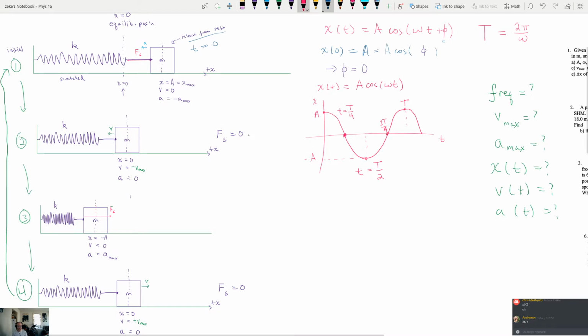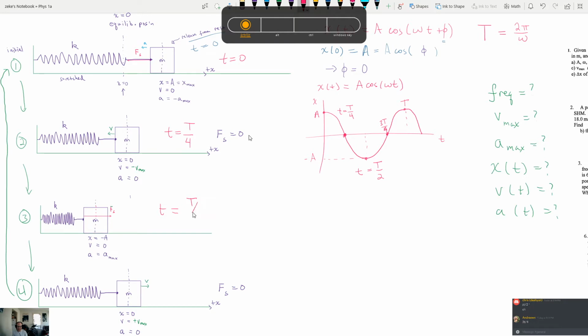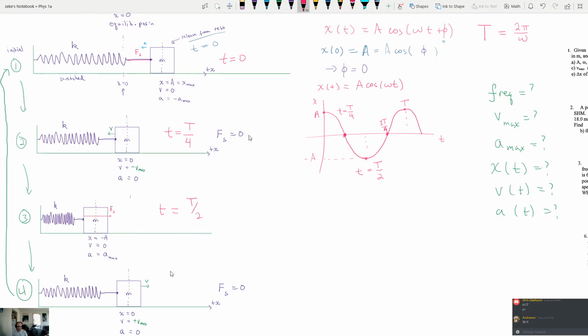So going back to our picture right here then, this was t equal to 0. This is going to represent t equal to T over 4, 1/4 period. This is going to be t equal to half the period. This is going to be t equal to 3/4 of the period. And we come back to here where t is going to be equal to the period, where it repeats itself, right?